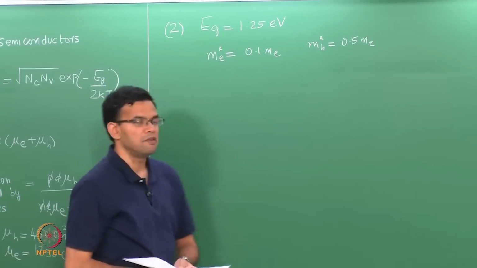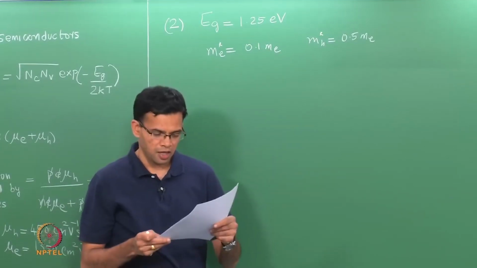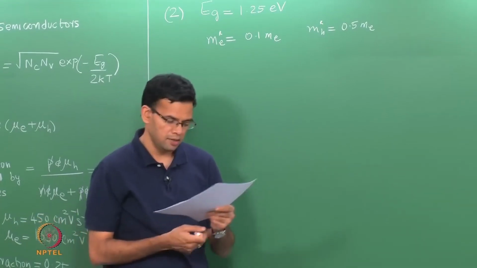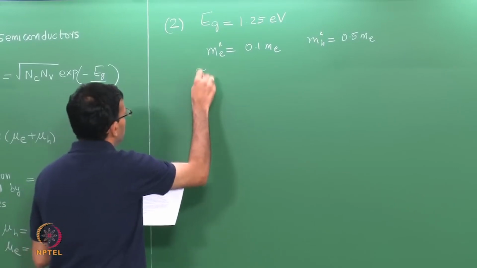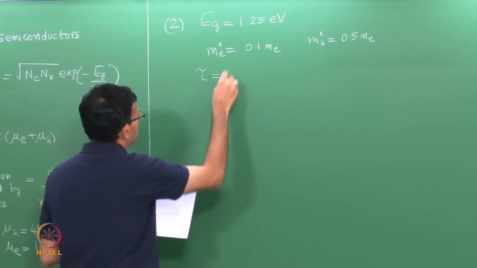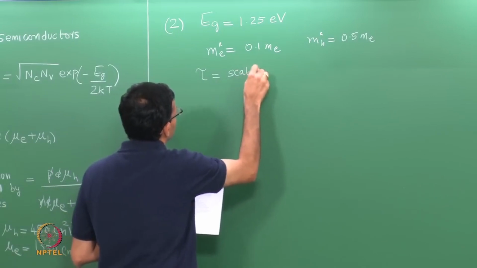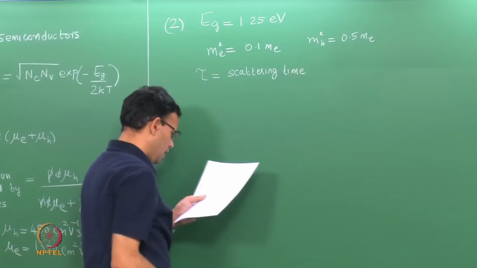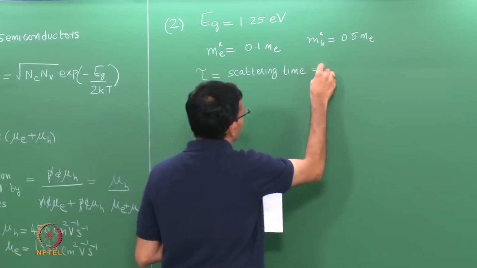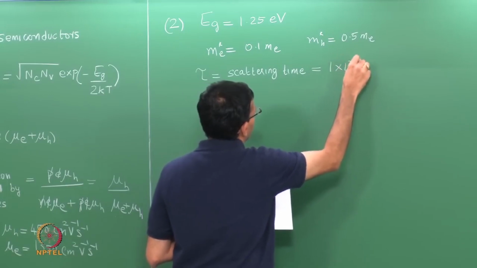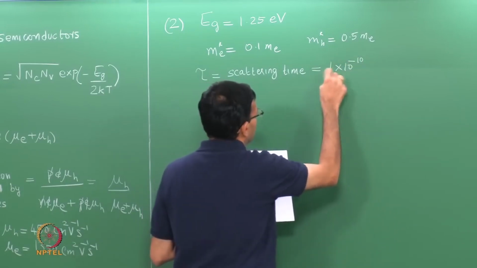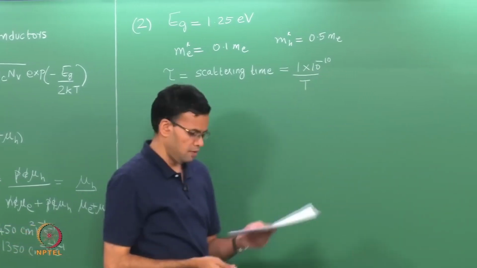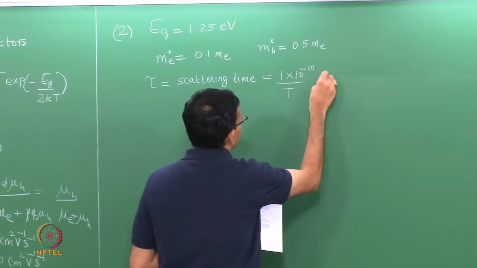So, the band gap is given, the effective mass values are given, and the carrier scattering time is temperature dependent, and that is given of the form: tau, which is your scattering time, is a function of temperature, and this is 1 times 10 to the minus 10 divided by temperature, and the units are seconds.